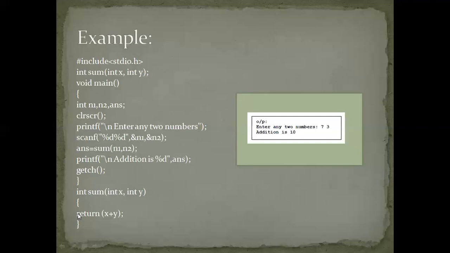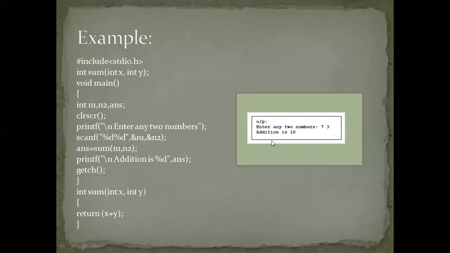Okay, so what is it going to return? It returns x plus y. What is x plus y? It is nothing but the summation of the two numbers. So finally I am going to display the addition. The sum, which contains the result, will be contained in this particular variable answer, which I am going to display on the screen.